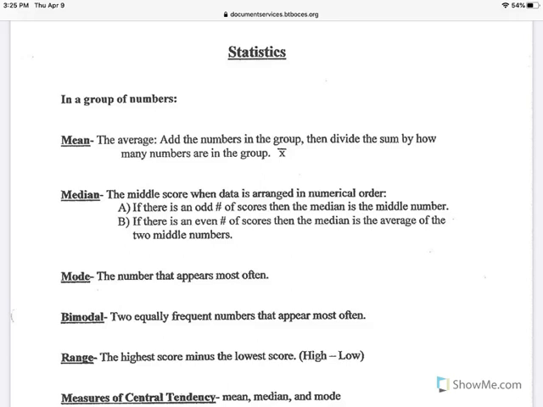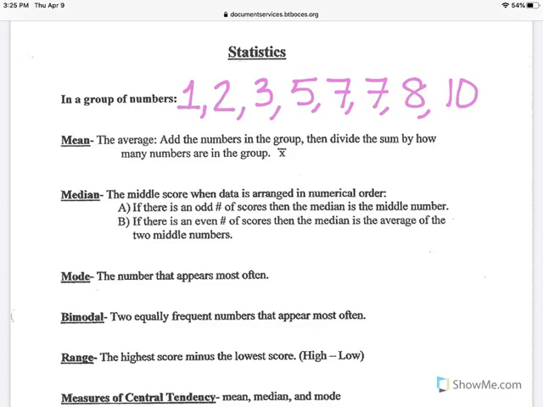We are finally in our statistics unit, and this should be on page 3 of your packet. We have a bunch of vocabulary terms that we have to understand. Most of them are typed up, and then there's a few at the bottom that we are going to add to. So first, it says in a group of numbers, so I'm going to just give you a list of numbers, and here they are.